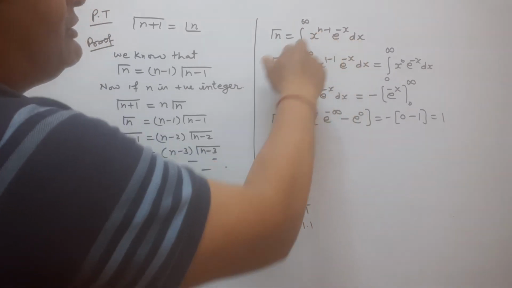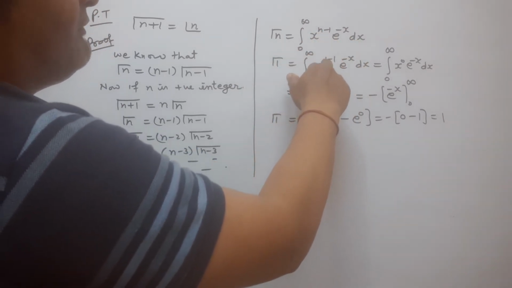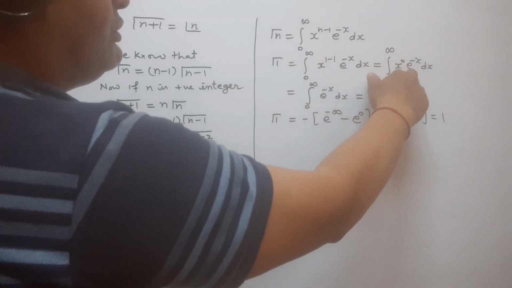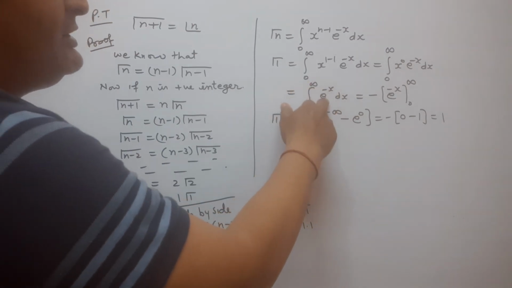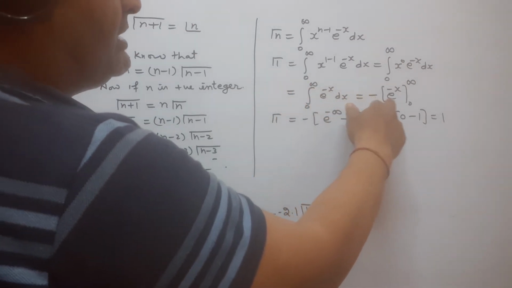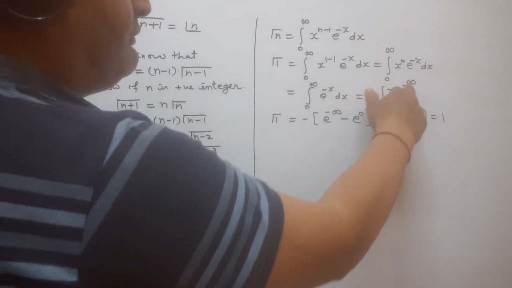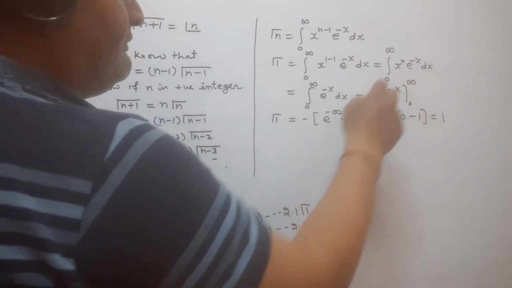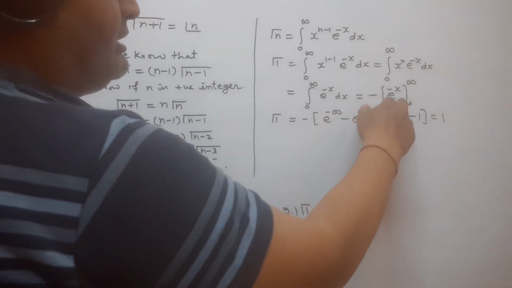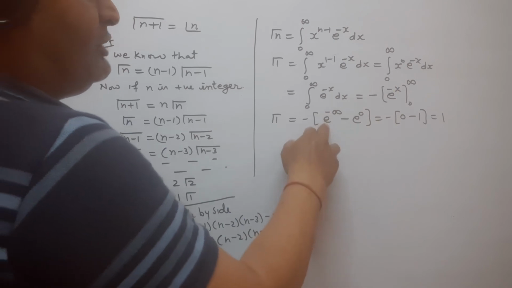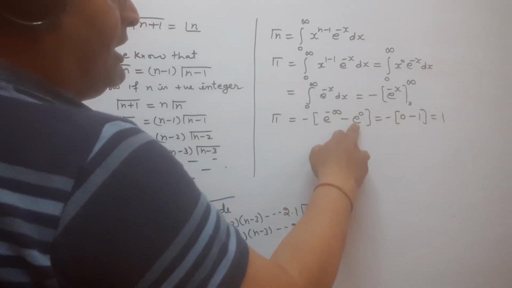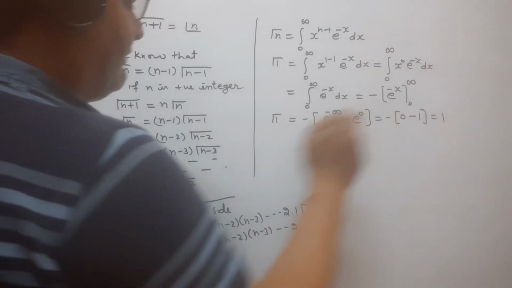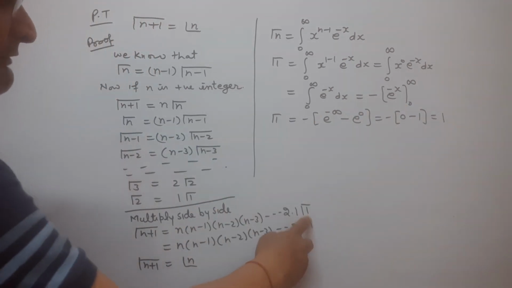Now we put n is equal to 1, so we get x to the power 1 minus 1, that is 0, so x to the power 0 is equal to 1, so e to the power minus x. Now we integrate e to the power minus x, so we get minus e to the power minus x. Here we put first the upper limit, then minus the lower limit. So in place of x we put infinity, minus, in place of x we put 0. So e to the power minus infinity is equal to 0, and e to the power 0 is equal to 1. So minus minus multiplied, we get 1. So in place of gamma 1 we put 1.